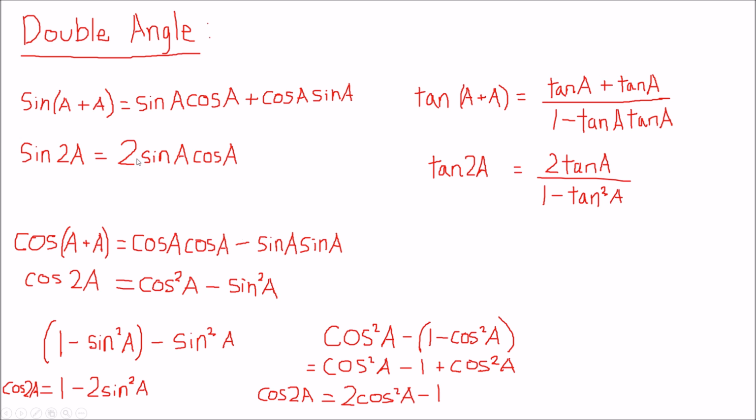So that gives you this one identity here. Let me just put it in a box so you can see it properly. Sine 2A is 2 sine A cos A. This is quite an important one to remember.